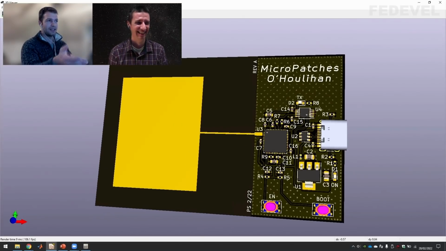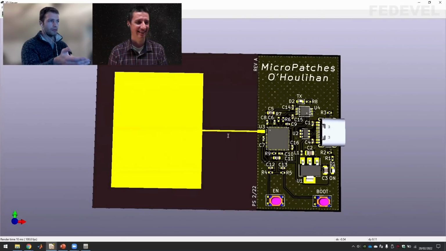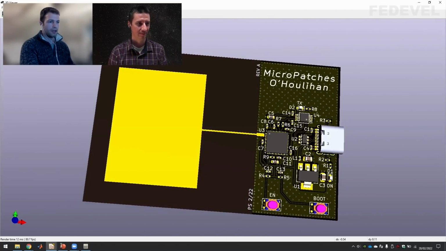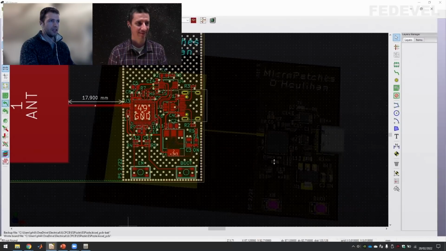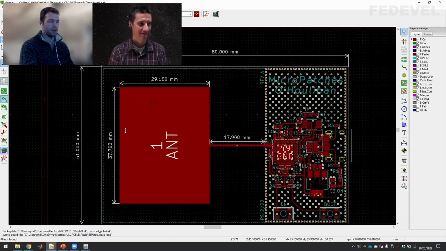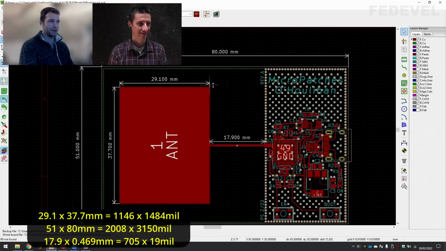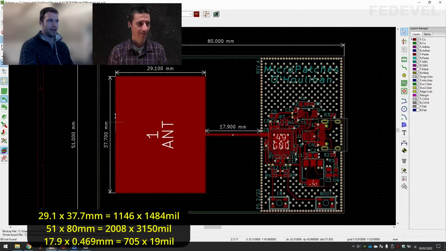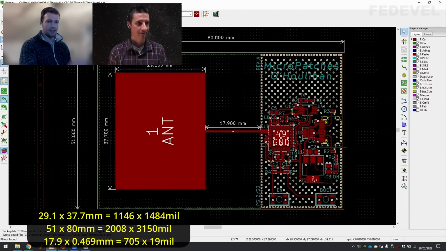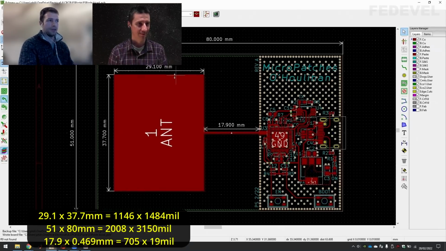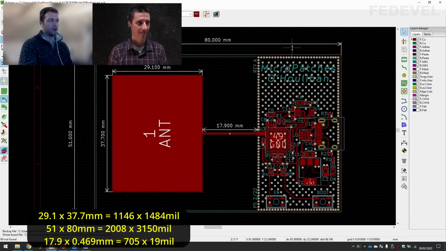But anyway, this is the huge patch antenna. So it's a 2-layer board. This dimension here, and essentially this dimension, is the ground plane underneath. I've drawn in the dimensions in KiCad. We have the antenna length, 29.1, and antenna width, 37.7. And this ground plane, 51 millimeters, is actually the minimum required ground plane. So ideally, I probably should make it wider, but this is the minimum accepted. And then 80 millimeters for the whole length of the PCB.